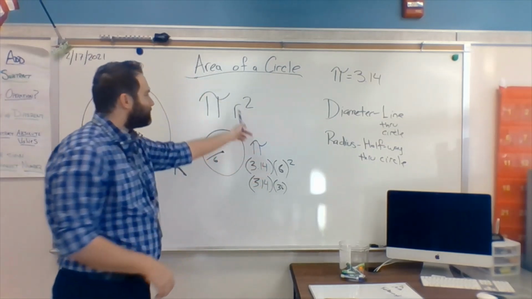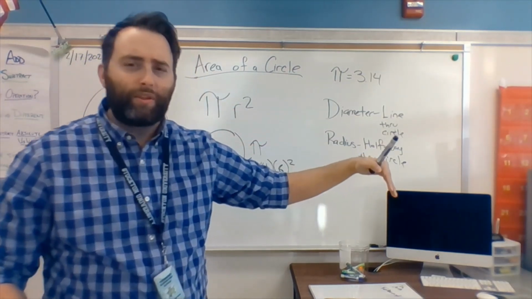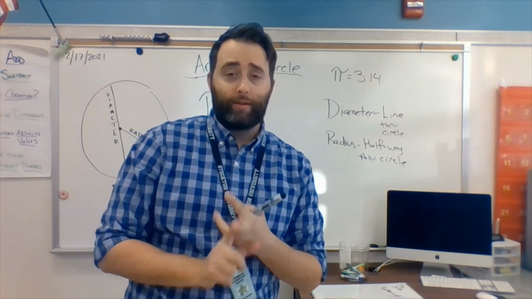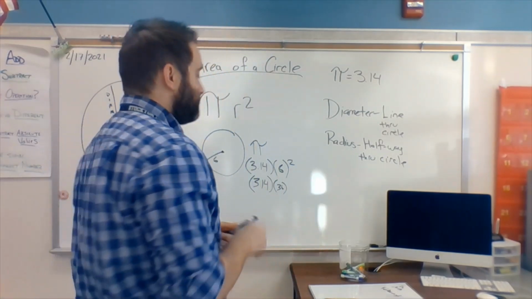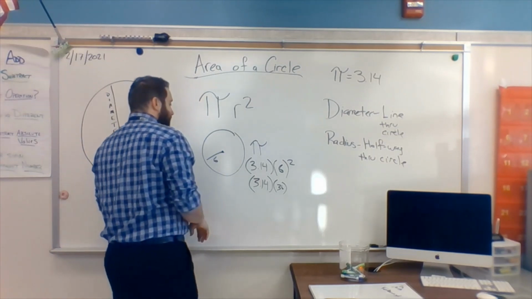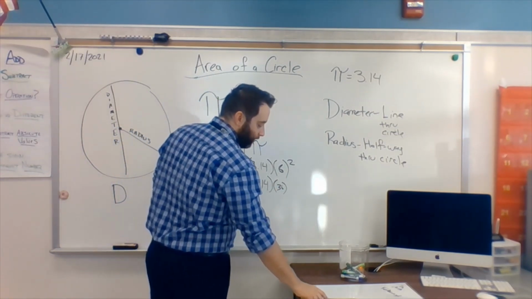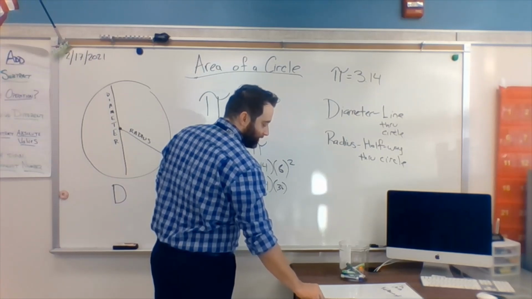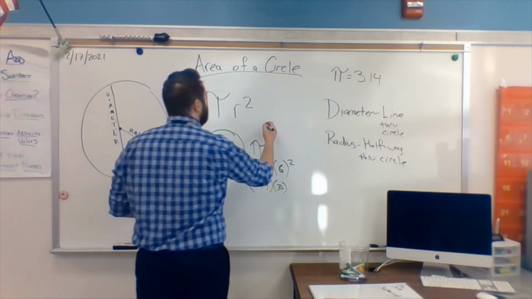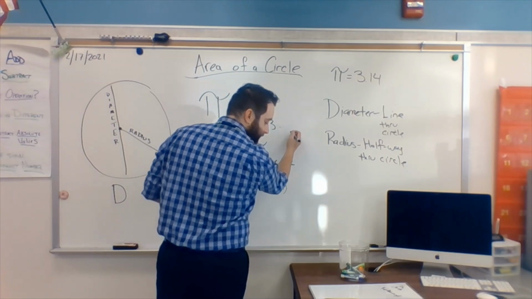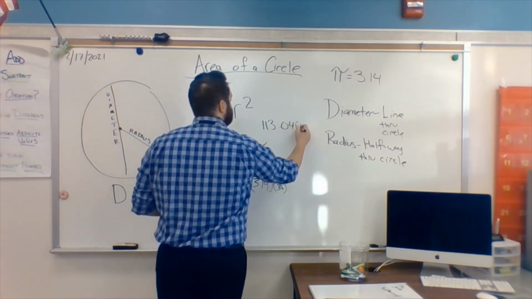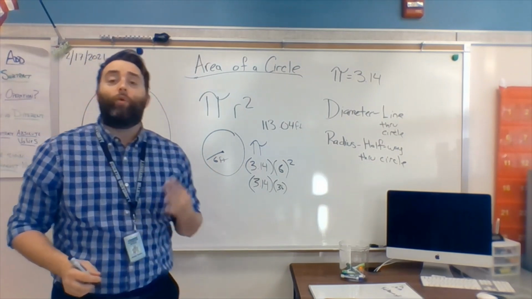Why are you doing squared first, Nuge? It's on the right side. You obviously don't do that first. Remember PEMDAS, parentheses, exponent. Exponent is the second part. So 3.14 times 36 gives me an area of 113.04, and I said feet. Feet. Okay, so 113.04 feet.